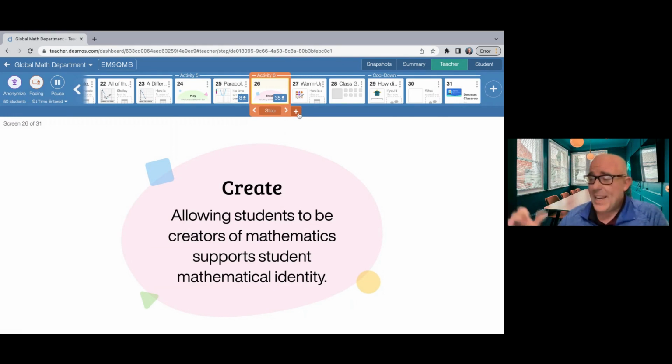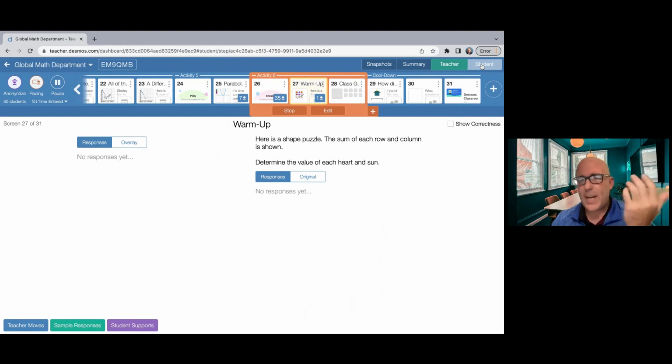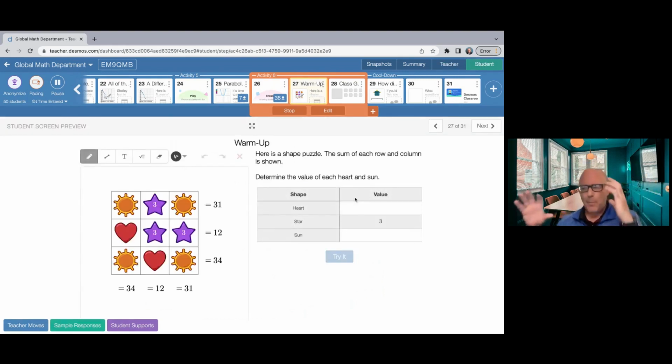And so this is from an unreleased Desmos activity. It's fresh. It's about to be released out into the wild. We haven't done it yet, but I'm going to set up the first screen here. We have a puzzle pattern. We see some suns and stars and hearts here. And the goal is to figure out the values of these. And so I'm going to do that.